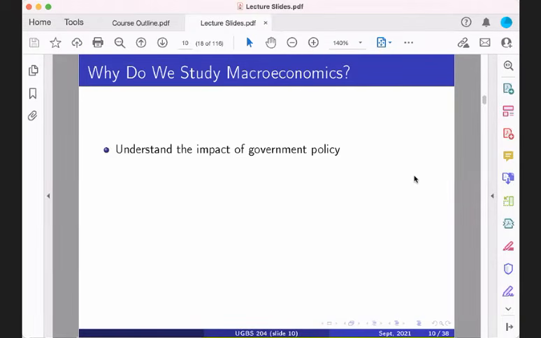But the issue is no single person can control these aggregate issues. The most important person that can control that is the government. So the reason why you are studying macroeconomics is to understand the impact of government policy. They are in charge, so they can come up with actions that can affect the aggregates, in terms of the behavior of businesses and the behavior of firms.